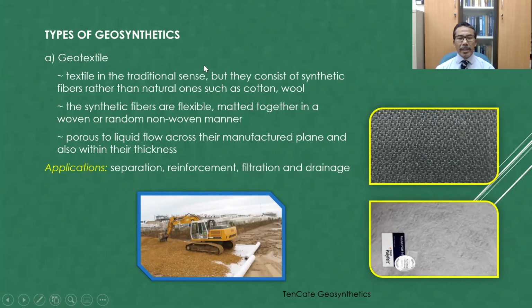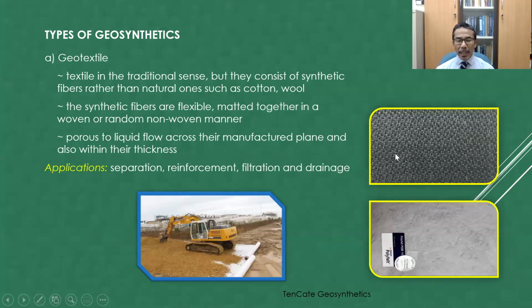As I mentioned previously, there are hundreds or thousands of geosynthetic products that are available in the market. But for this course, I divide these geosynthetics into 8 different types. First is what we call a geotextile. Geotextile is a textile in the traditional sense. Normally, it's flexible or porous, and there are 2 types of geotextile. One is what we call a woven geotextile, and another one is non-woven.